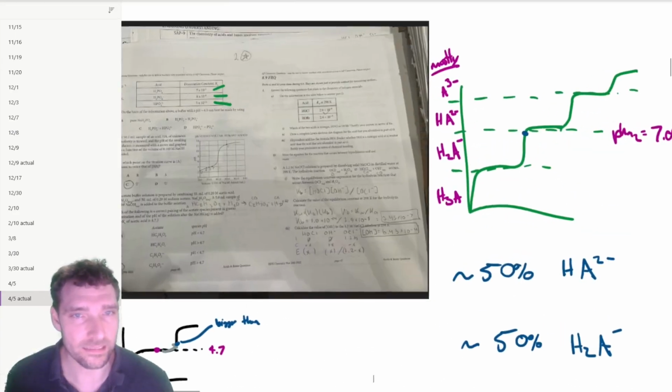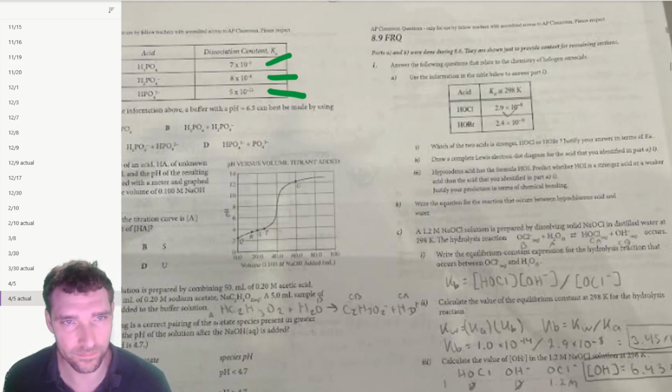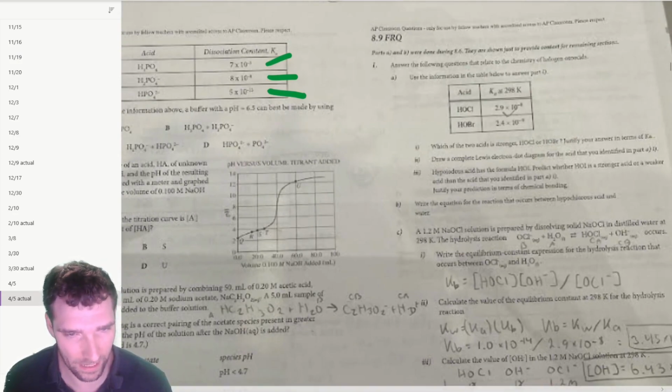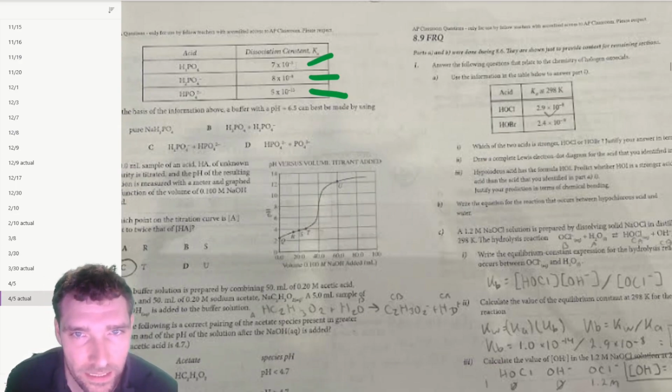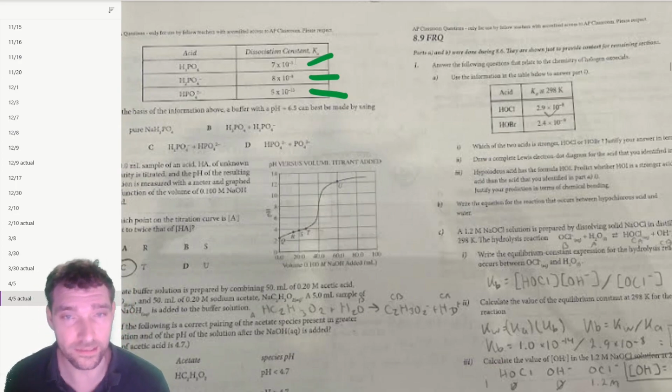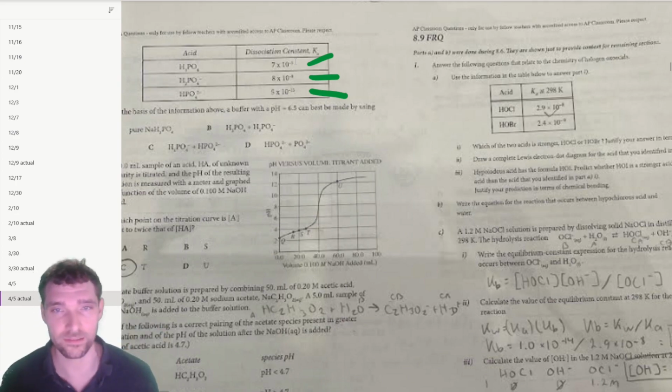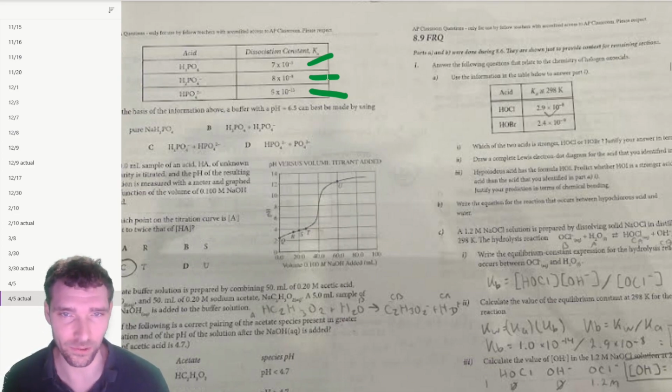So you can see in this problem that the first Ka for H3PO3 is 7 times 10 to the negative 3. That's the strongest acidic constant there, which makes sense. It's the first thing donating the proton. And then it's a negative charge, so that's not going to be very good at donating a proton for the second or third ones. So you can think about it in that regard.